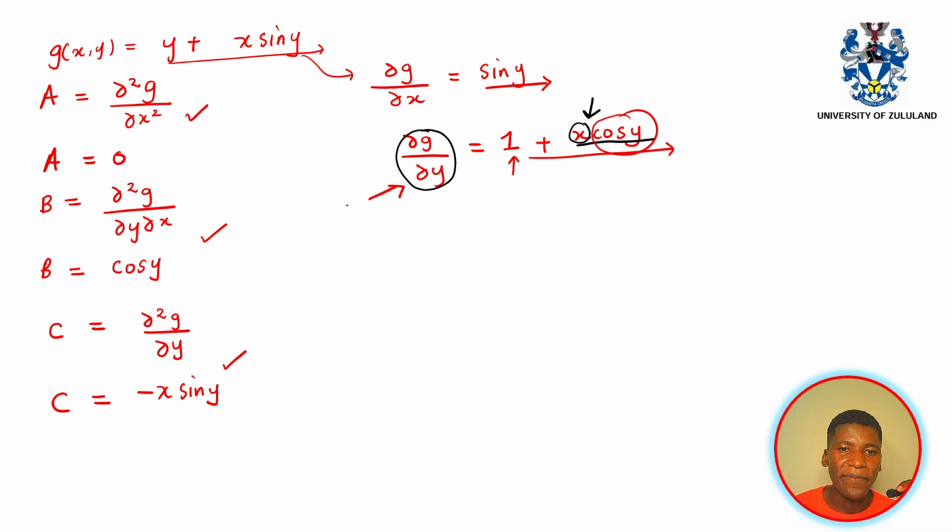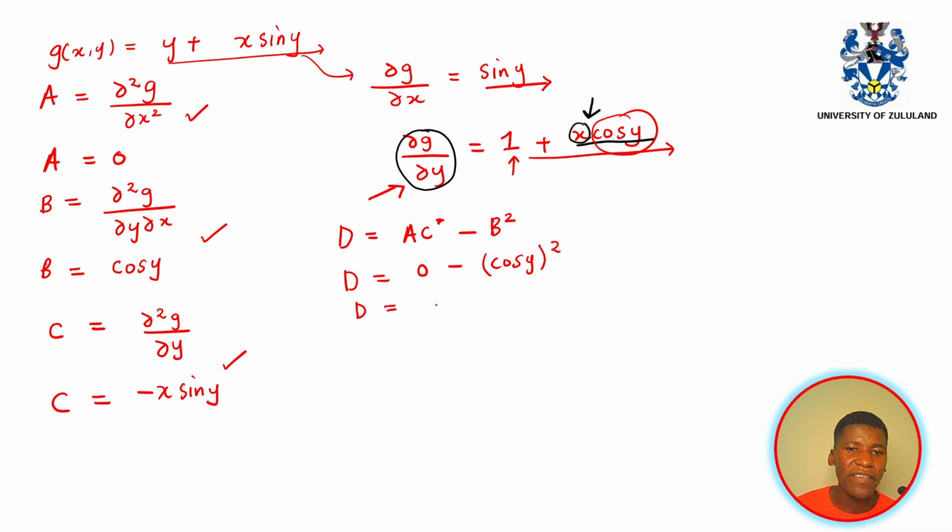Now you find the discriminant. Remember that the discriminant is given by AC minus B squared. In this case, the value of A is 0, so this will be just 0 minus. The value of B is cos y, so this will be cos y squared, which is just cos squared y. So the discriminant is given by cos squared y.